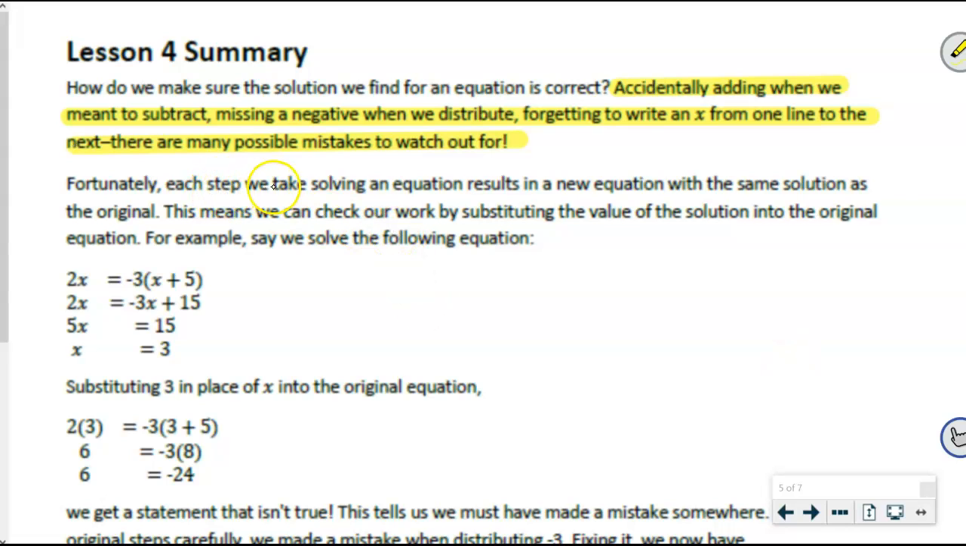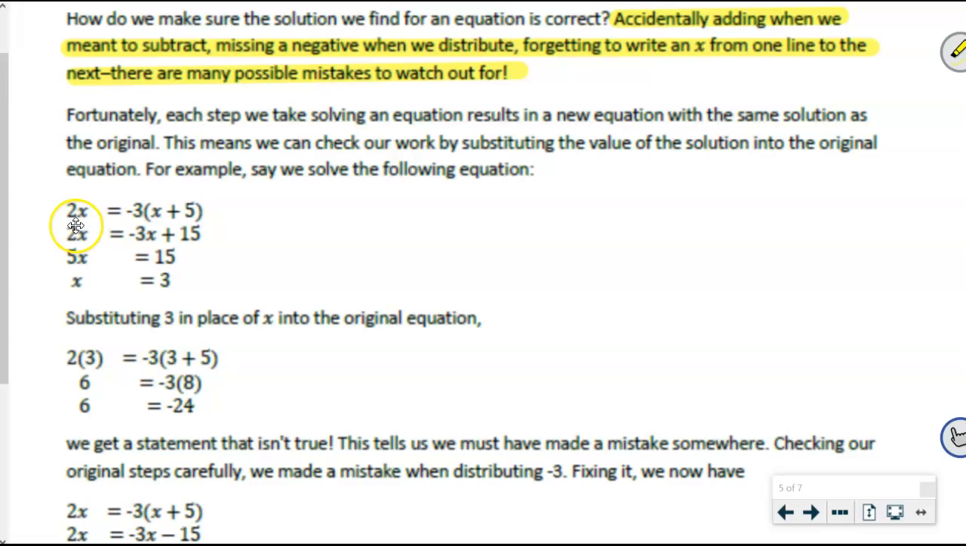Fortunately, each step we take solving an equation results in a new equation that's going to have the same solution as the original. This means we can check our work by substituting the value of the solution into the original equation, checking our answers. So for example, let's say we have 2x is equal to negative 3 times the quantity x plus 5.